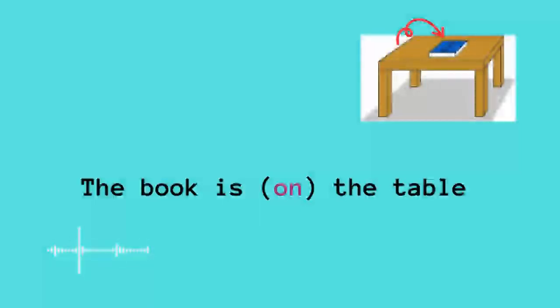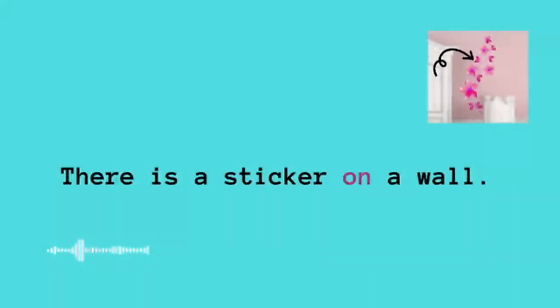Now let's have a look at another example. There is a sticker on a wall. On a wall. So where is the sticker? It is on a wall. So if you look at the picture, is the sticker touching the wall? Yes. In this case, we use on a wall. All right? So this is how we can use on in sentences.